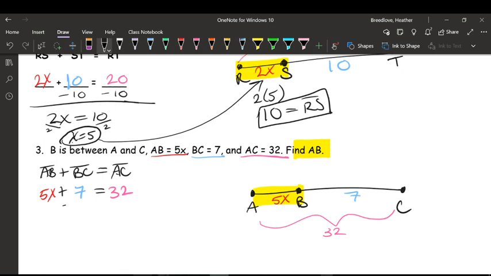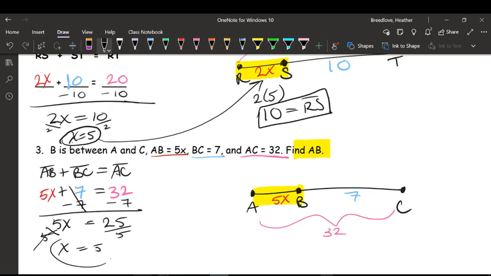So I'm going to subtract 7 from the equation. And 5x equals, that gives me 25. Still solving for x, so I'm going to divide by 5. So x equals 5. So I found out that x is 5. I'm going to circle it and plug it into what I was looking for.